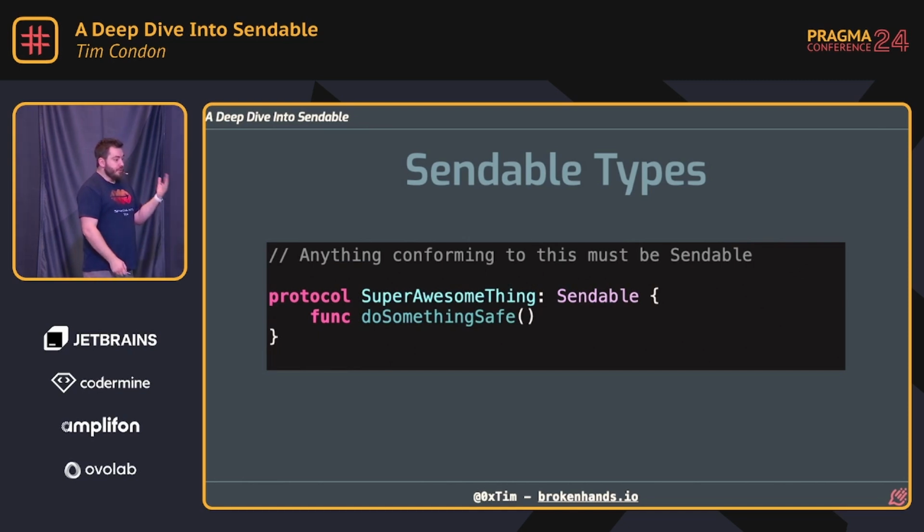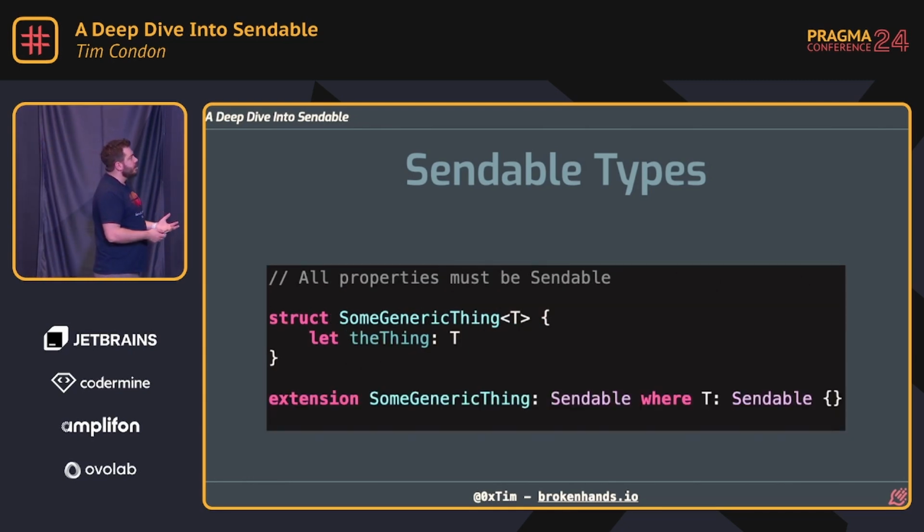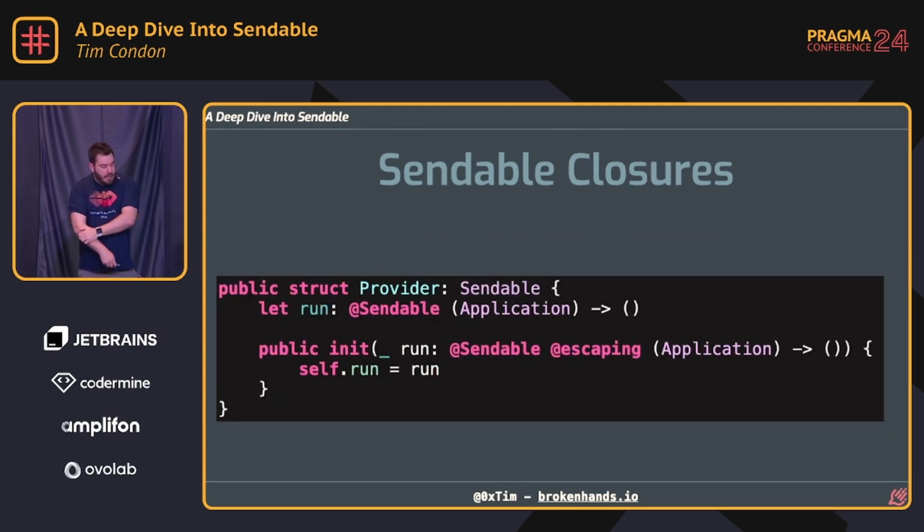Because it's a protocol, you can use protocol composition and make protocols conform to Sendable, and then anything conforming to this protocol will also be Sendable. And the same works for generics as well. If you have a generic type, then you can make that Sendable as long as the generic type itself is Sendable as well. And the same with closures. You can mark closures Sendable with the @Sendable annotation in the same way that escaping works, and then you can pass around that closure as Sendable, and the compiler will also infer that things going in and out of that closure are also Sendable and safe.